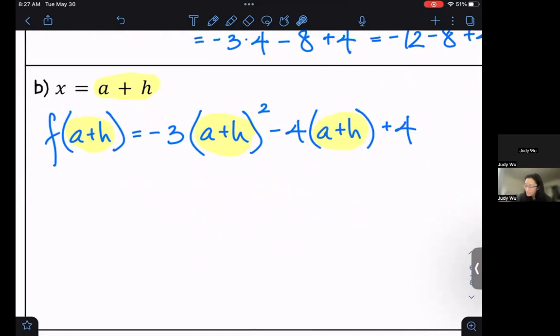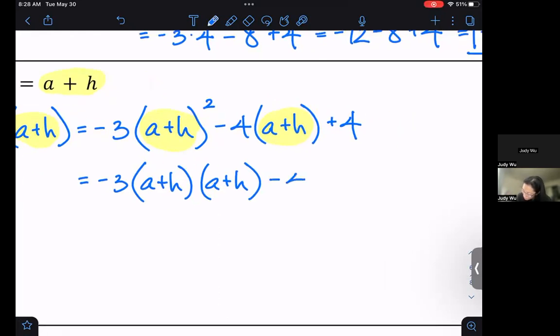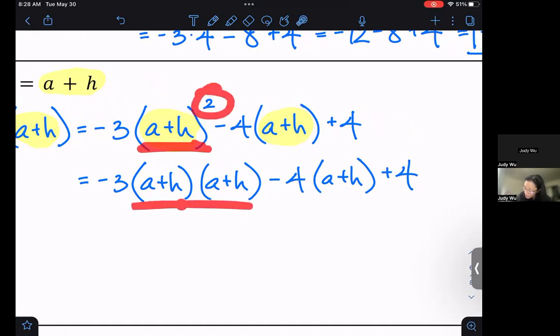So number one mistake I see, we see a plus h squared, and someone's like, great, a squared and h squared, right? But what we're forgetting here is that we actually have a plus h times itself. That's what the square means. So what we get is negative 3 times a plus h times a plus h minus 4 times a plus h plus 4, right? So this a plus h squared really breaks down to 2 of them multiplied together.